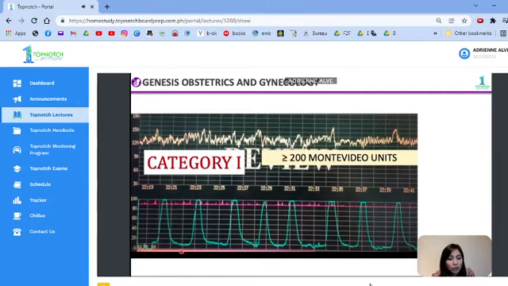Then you subtract the baseline millimeters of mercury from this, so we subtract 8 to 10. So 400 minus 10, 20, 30, there. So you have 370 Montevideo units. That is the Montevideo unit. But again, to be technical about it, we cannot interpret it in Montevideo units, since the catheters we use in most clinics or in most labor rooms are not internal, okay?